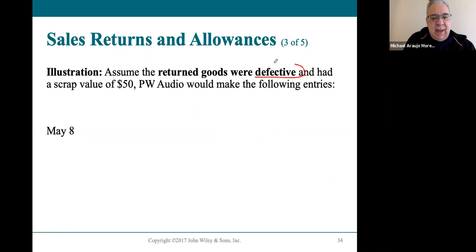In the event that the goods were defective, they cannot sell that to another customer. So what companies do is they create a scrap value. I don't like the scrap value. I would have preferred they do a very strange number that sticks out, like 9 or something, 19.